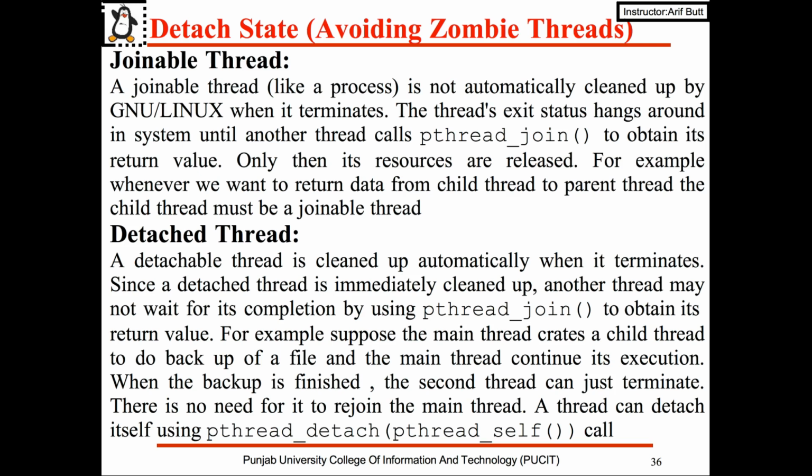For example, suppose the main thread creates a child thread to do a backup of a file, and the main thread continues its execution. When the backup is finished, the second thread can just terminate. There is no need for the main thread to join that child thread. A thread can detach itself using the pthread_detach call as well later on. But if in the beginning you want to create a thread detachable, you can always set the attribute object of the thread.